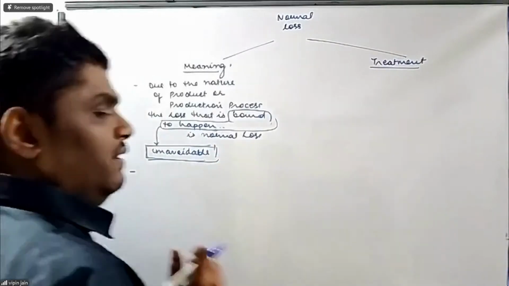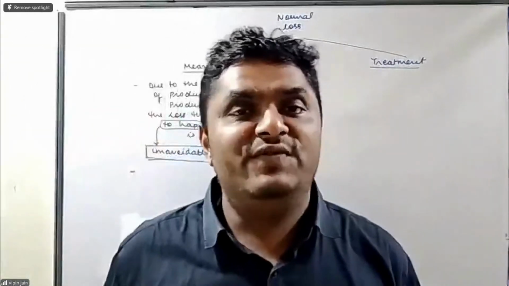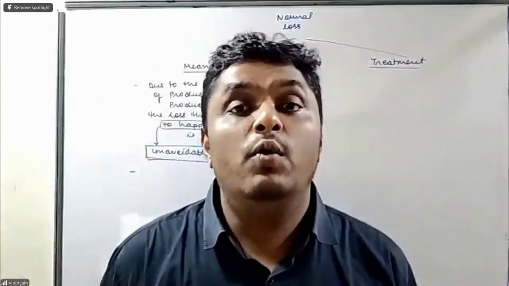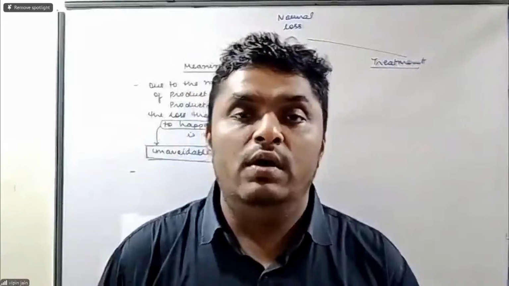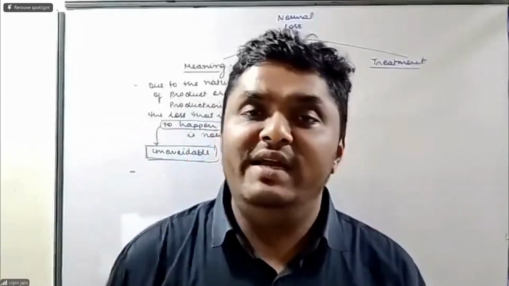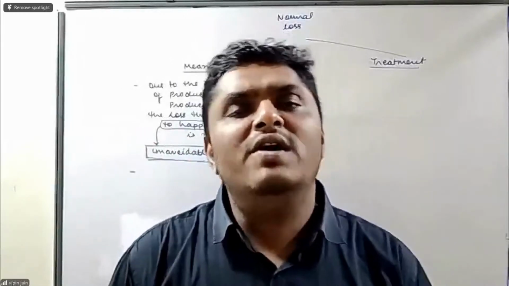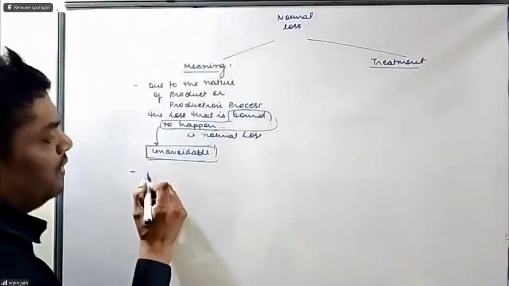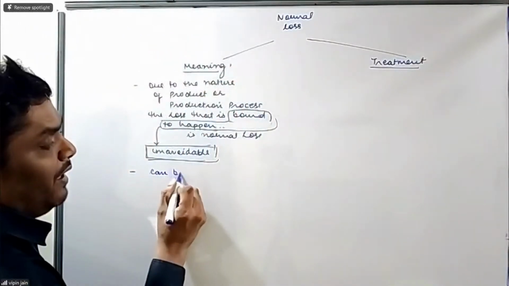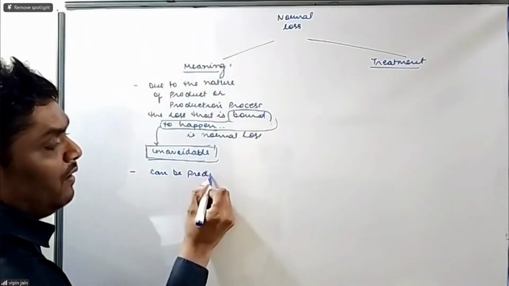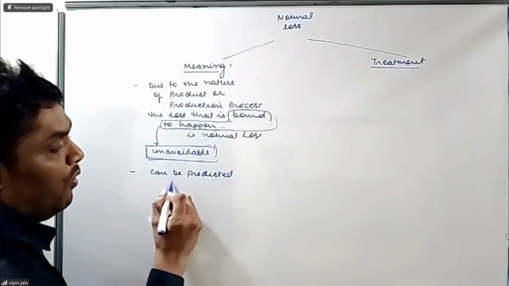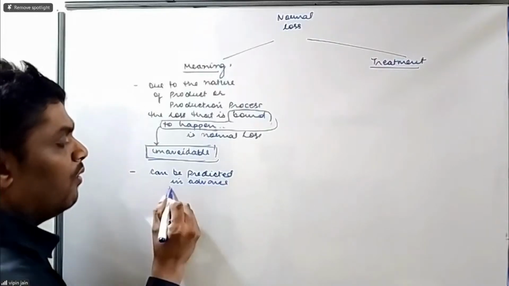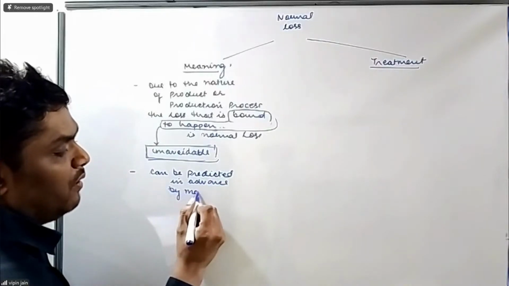Second, since we are doing business from long, the management have a rough idea कि इतना percent जो है खराब होगा या इतना percent जो है damage होगा because of the past experience and the data we have. So this normal loss can be predicted well in advance by management.